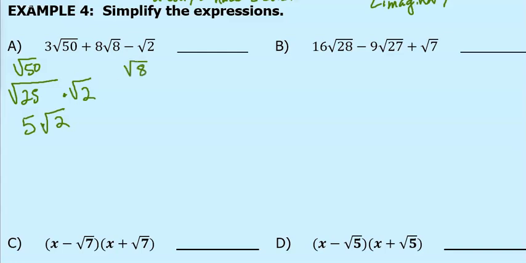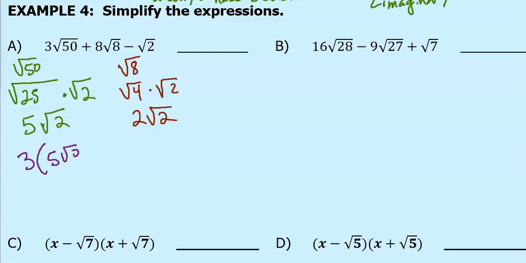Now for the square root of 8, we can rewrite that as the square root of 4 times 2. Square root of 4 is 2. Square root of 2 is just square root of 2. So we're going to replace the square root of 50 with 5 square root of 2, and we're going to replace the square root of 8 with 2 square root of 2. So we have 3 parentheses 5 square root of 2 plus 8 parentheses 2 square root of 2 minus 1 square root of 2. We have 1 there because there's no number visible.